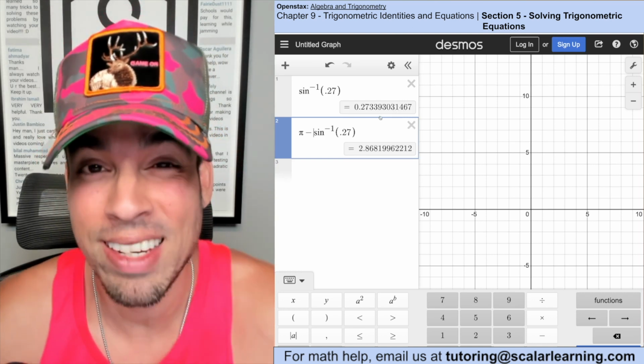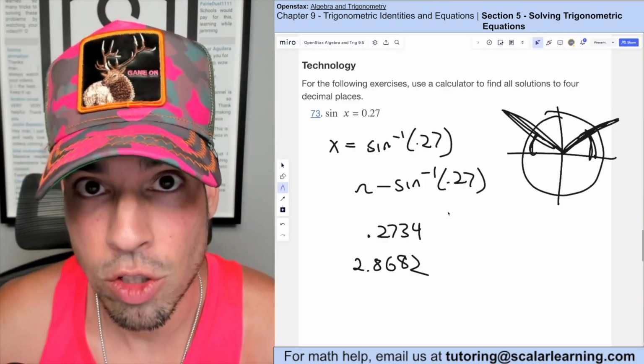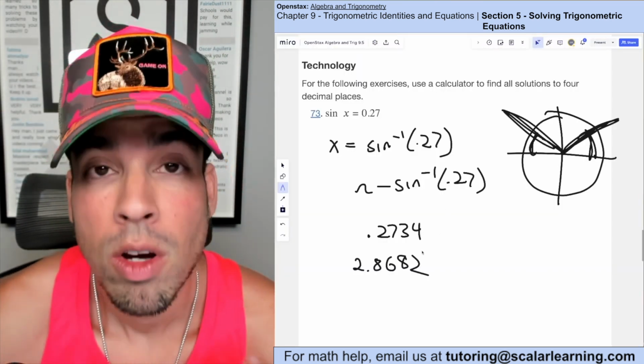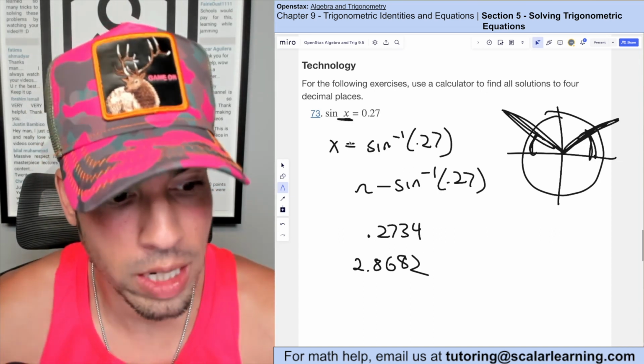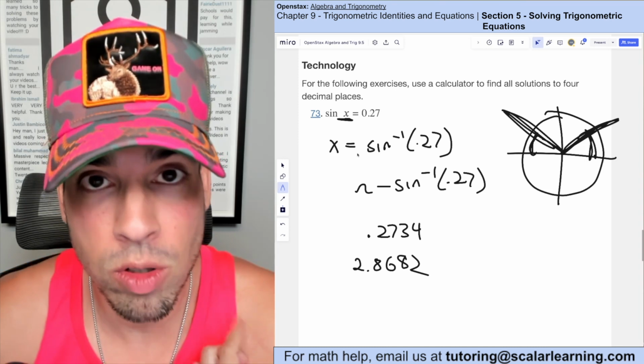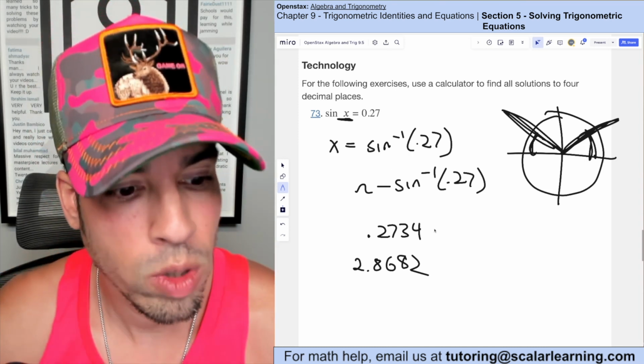So let me show you how we get every single possible solution. Here are the 2 solutions that we found between 0 and 2 pi. But if you remember coterminal angles, because again, we're solving for x, that's an angle in radians, so all coterminal angles to infinity are going to be viable solutions. So what's coterminal to this?